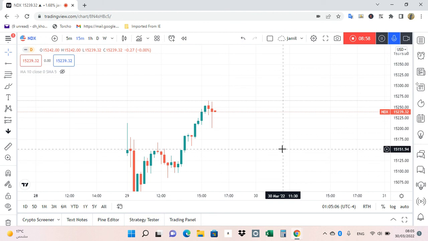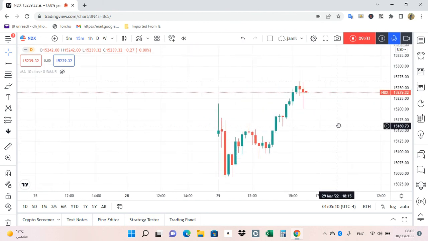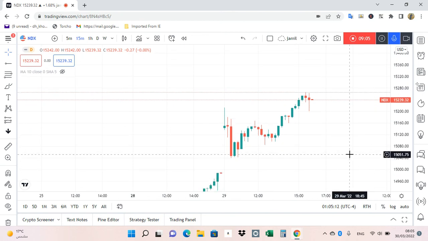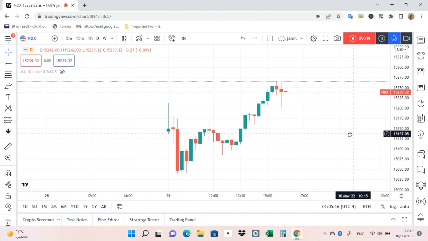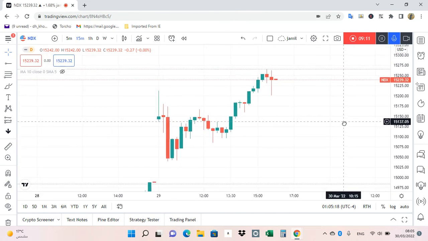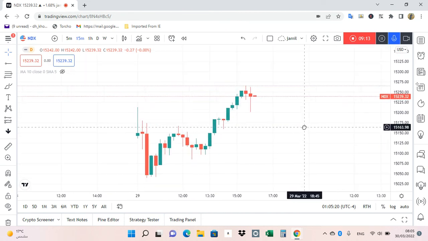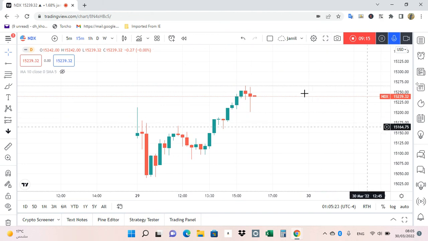I hope you understand my point, and this is only my view. Please don't take this too seriously. Do your own research and analysis. I'm not an advisor or anyone like that. I'm just a trader and I'm a beginner.